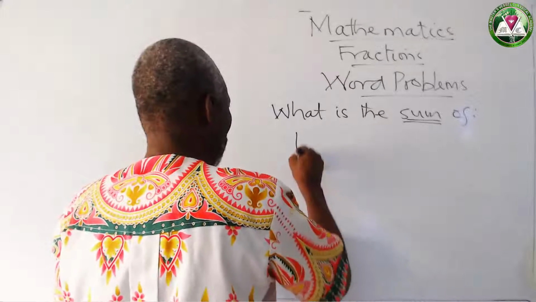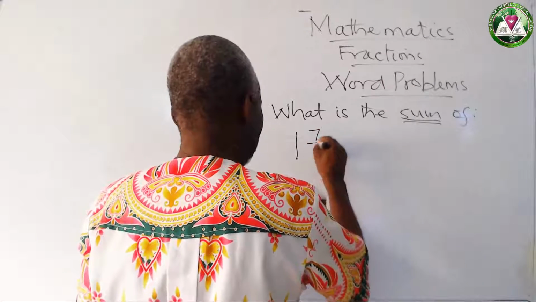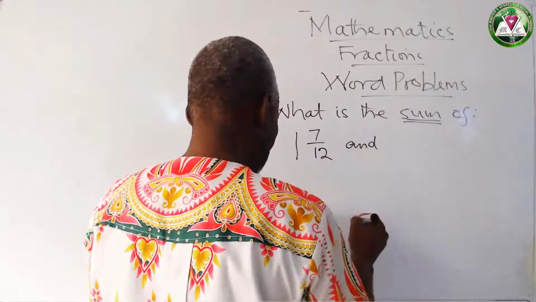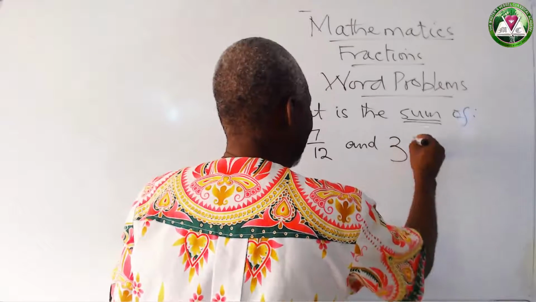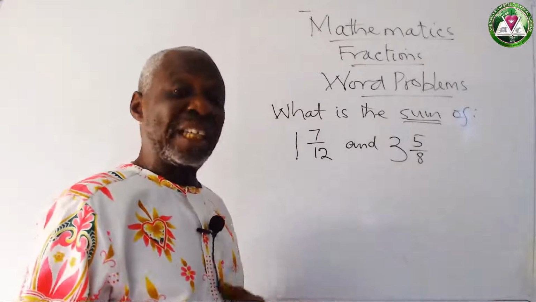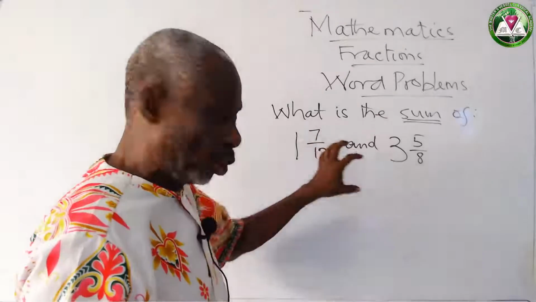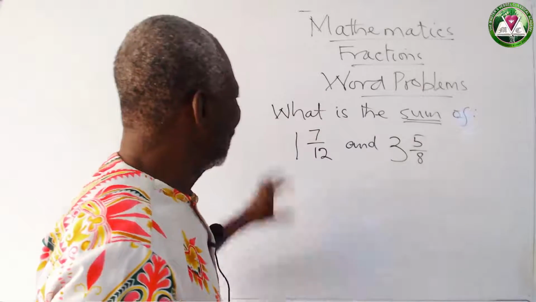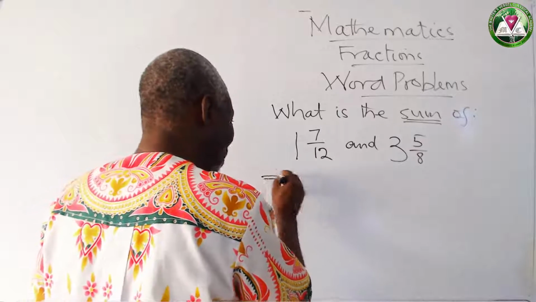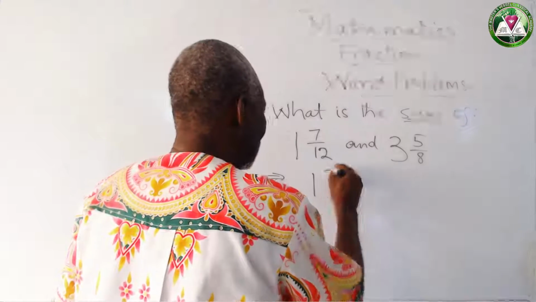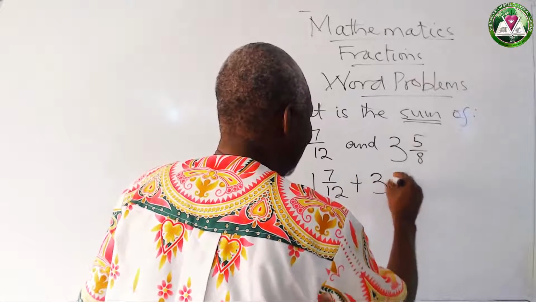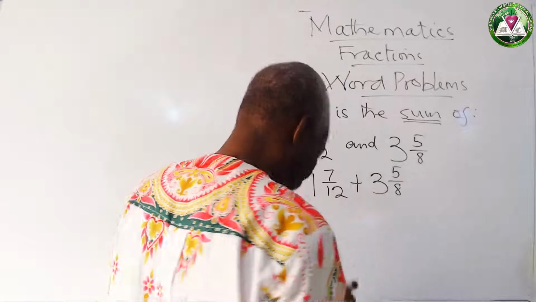Okay, let us see what they are giving us. They want us to sum 1 7/12 and 3 5/8. Only 2 numbers that they are talking about, but certain times it can be long or many. We're just taking this for example purposes. It means that we are to add 2 things. So we will now translate this as 1 7/12 plus, because of that sum, 3 5/8.